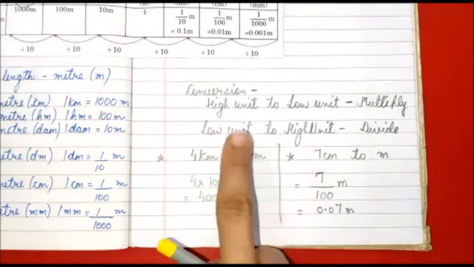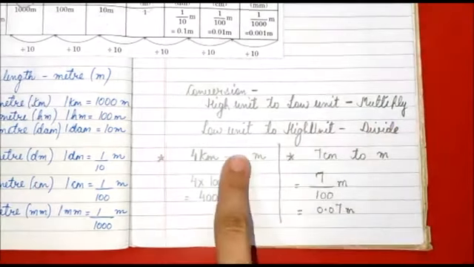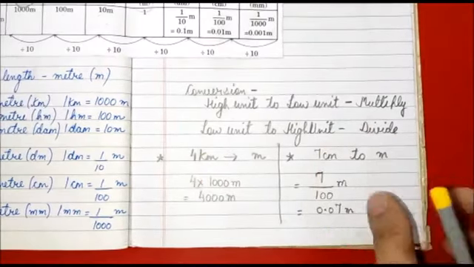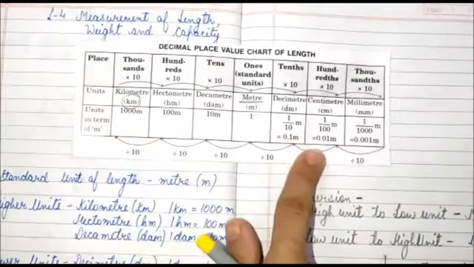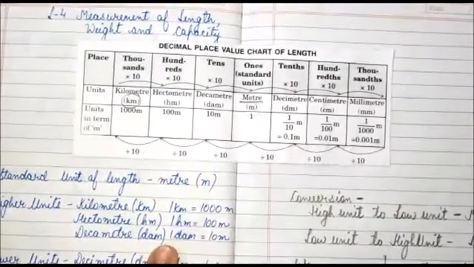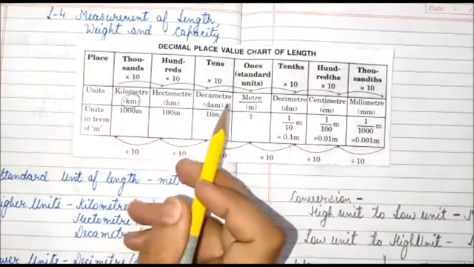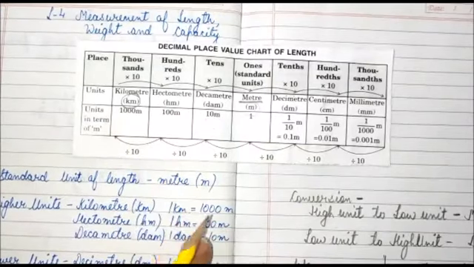So in this way we can convert any unit to any other unit by just following 2 things: whenever you are going from high unit to low, you have to multiply, and when you are going from low unit to high unit, you just have to divide. There are 2 ways I have already explained to you. One is that you can learn their values, or the other way is that you just have to see how many steps you are going to that particular unit. With that power, you will either multiply or divide.